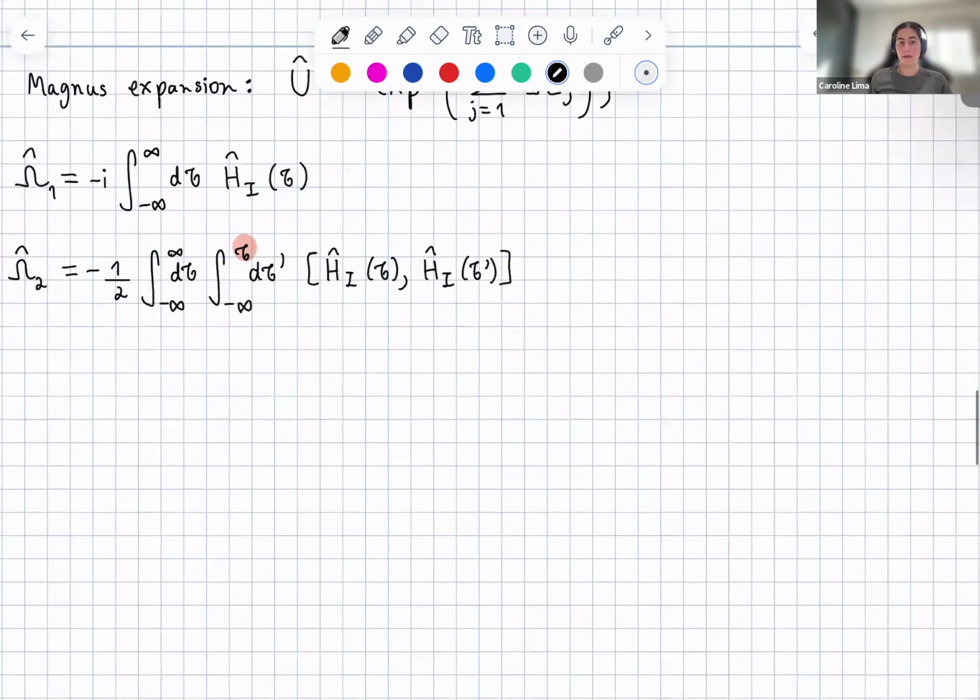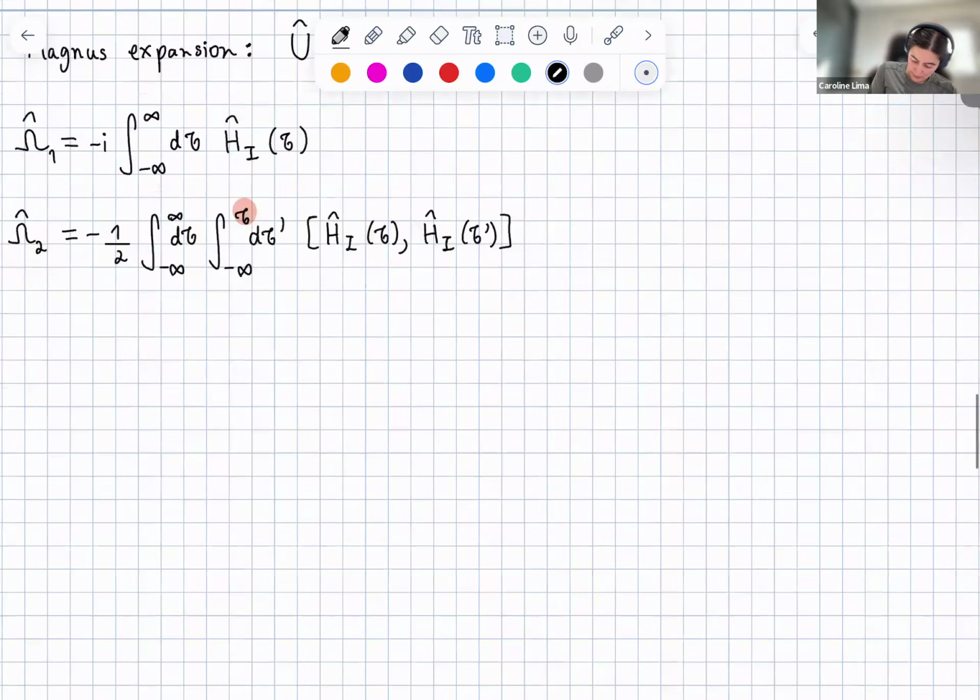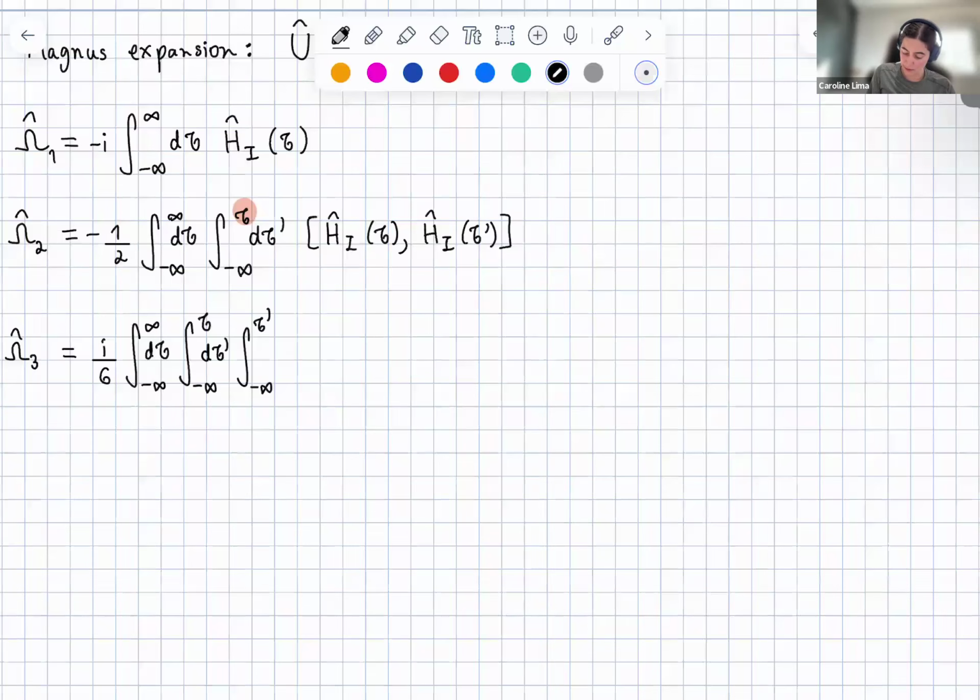All right. And then the next order is going to be given by i over 6 times the integral from minus infinity to infinity of d tau. Then again, it's going to be minus infinity to tau instead of infinity here, of d tau prime. Then minus infinity to tau prime of d tau double prime. And then I'll have a sum here of a nested commutator.